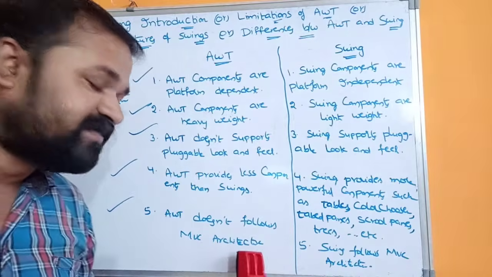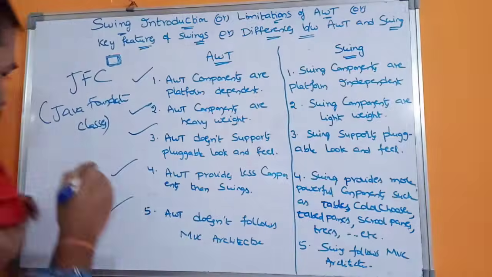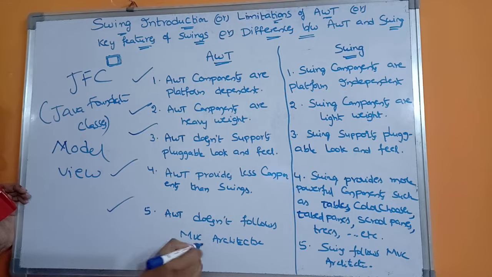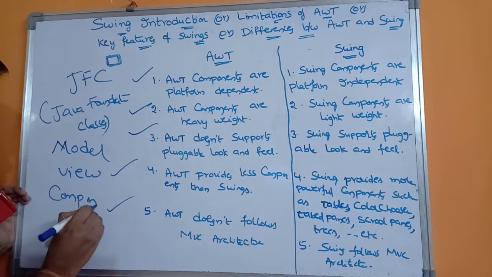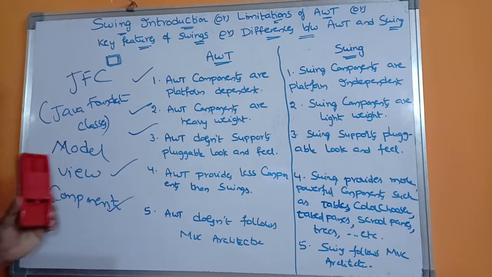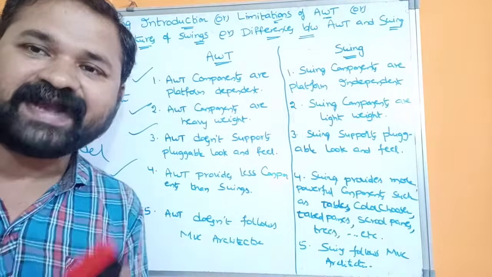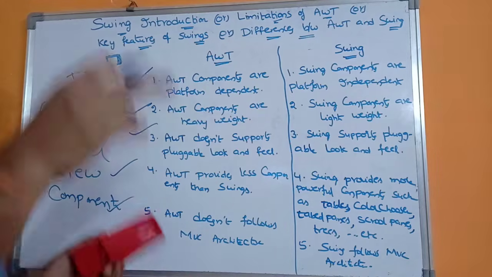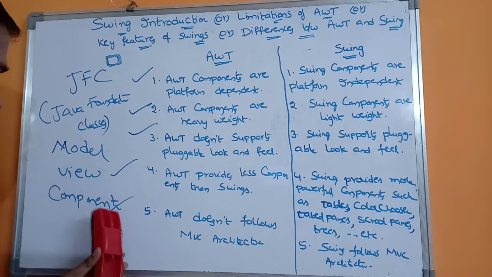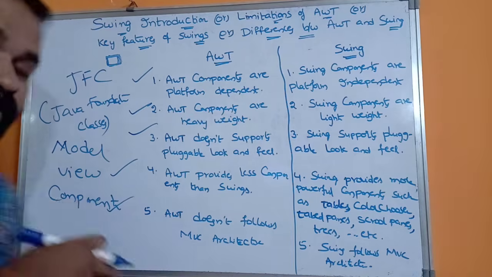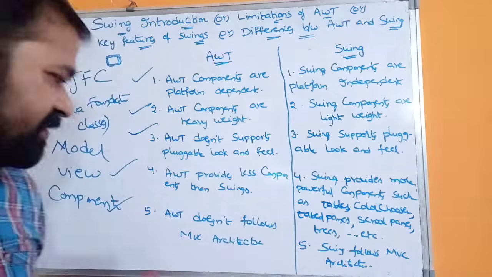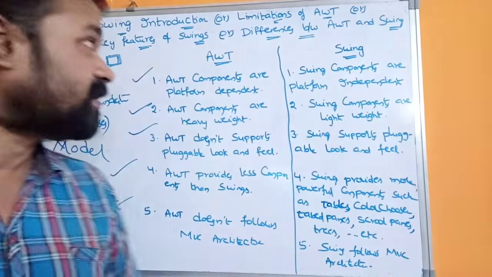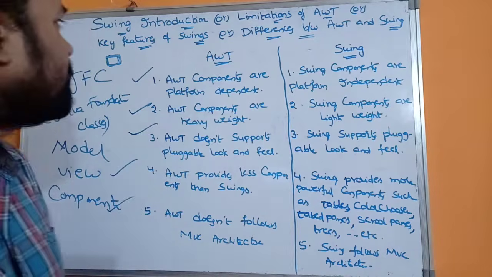AWT doesn't follow MVC architecture. M stands for model, V stands for view, C stands for component. AWT doesn't follow MVC architecture. Here model means data logic, view means presentation logic. Component means it is the interface between the model and the view. It doesn't follow MVC architecture. Coming to Swing, it follows MVC architecture. So these are the various differences between AWT and Swing.